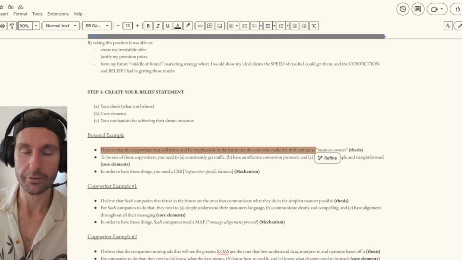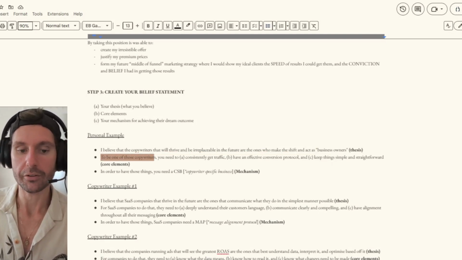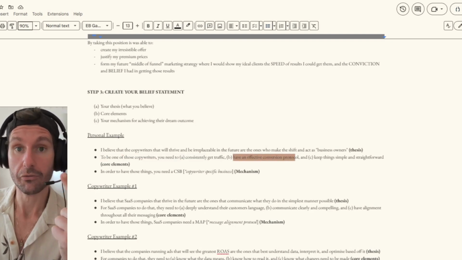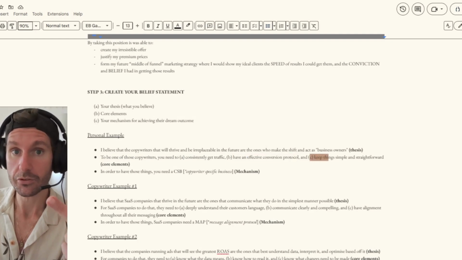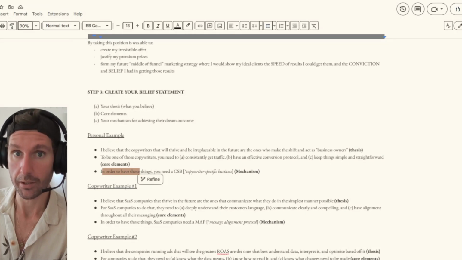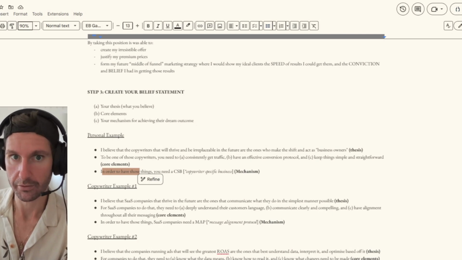They're going to be at the hands of everybody else. Okay, my core elements. To be one of those copywriters, you need to consistently get traffic. You need to have an effective conversion protocol, and you need to keep things simple and straightforward so that it's easy to do. Okay? My mechanism is that in order to have those 3 things, you need a CSB, which is a copywriter-specific business. That is what I am teaching in Copy Launch. My mechanism is a copywriting-specific business.